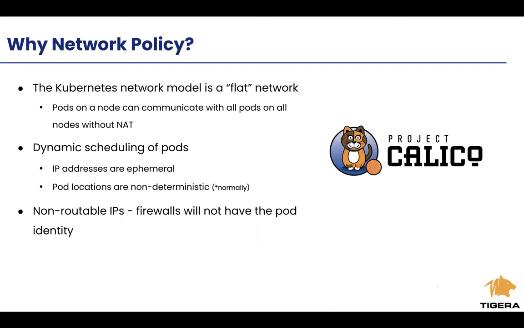IPs are dynamically assigned to workloads, and they're ephemeral and not deterministic. That's another key thing to remember around overall network design when it comes to Kubernetes. Finally, there could be an option where you have non-routable IPs. In the case of Kubernetes, if you do that by default, then it's not going to be routable.